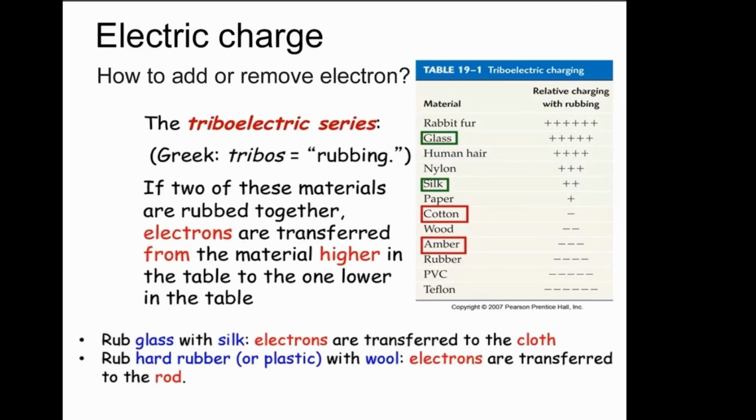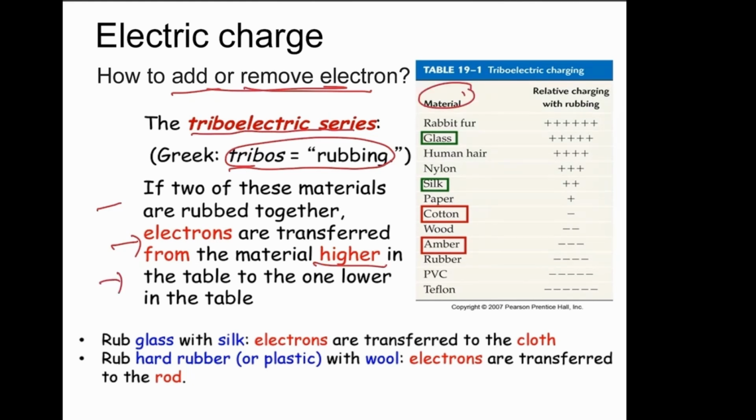Electric charge. How to add or remove electron? We can use triboelectric series. Tribo means we are rubbing. If two materials are rubbed together, electron will be transferred from the material higher in the table. Okay, we have table here. Let's say we take silk and glass. Electron from glass will be transferred to silk. So our glass will become positive charge.